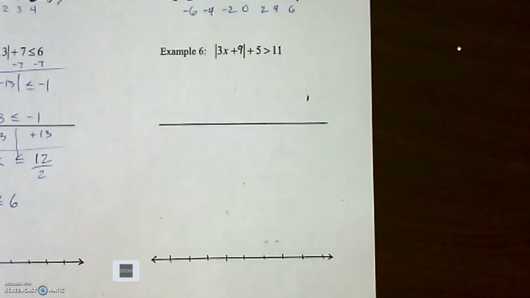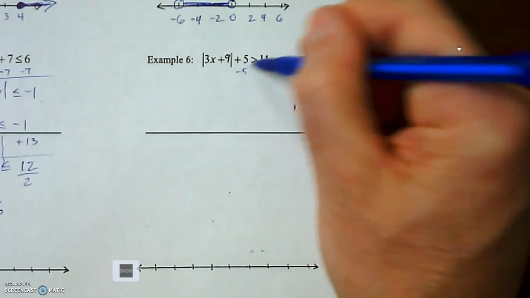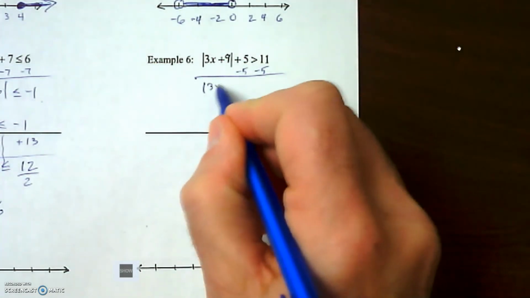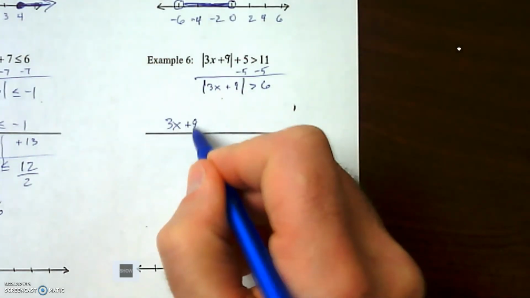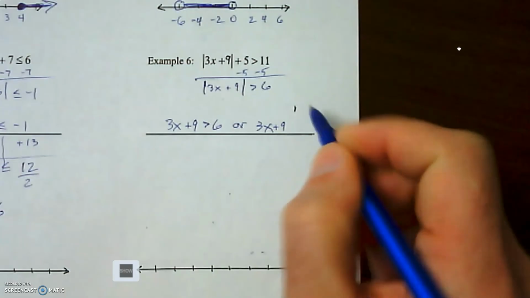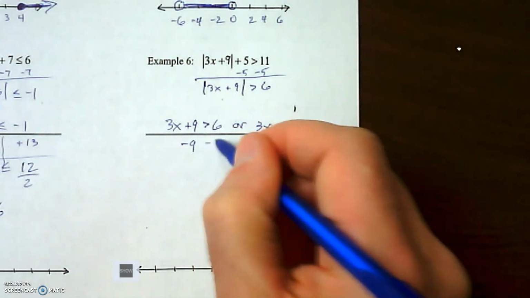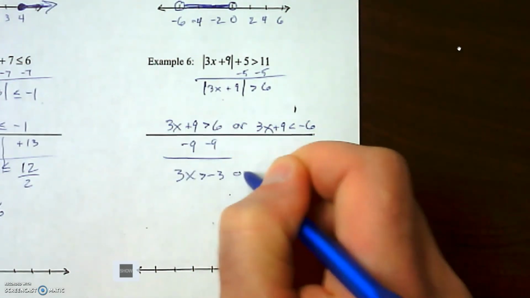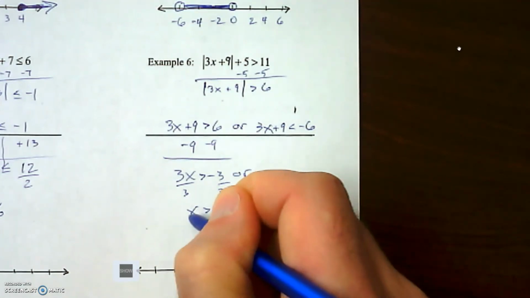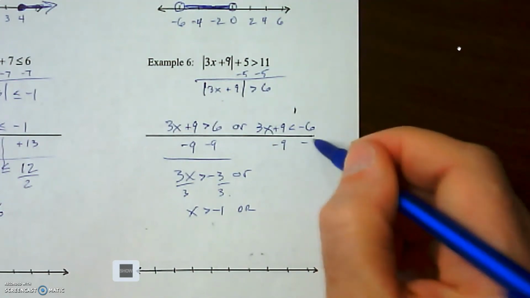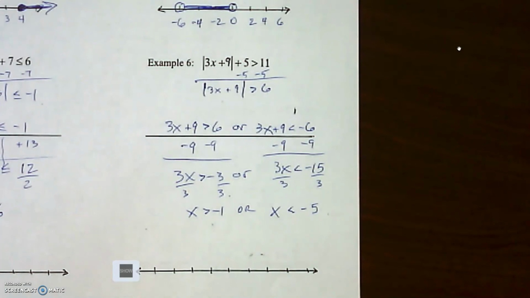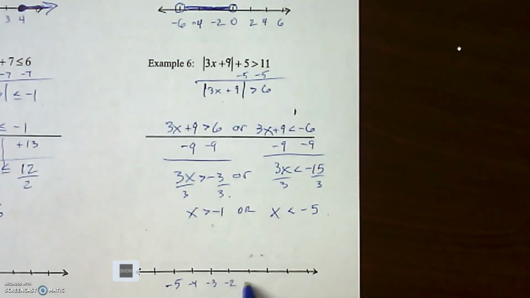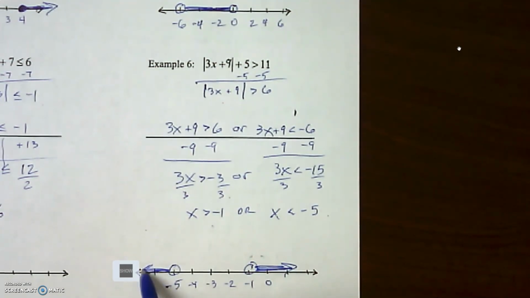So let's just do this last one and see what happens. Isolate the absolute value, minus 5 on both sides. I changed this one too, so we're going to find out. Okay, so 3x plus 9 greater than 6, or 3x plus 9 less than negative 6. Minus 9 on both sides. Divide by 3. All right, so negative 5. Count my way to negative 1. All numbers greater than negative 1, or all numbers less than negative 5.